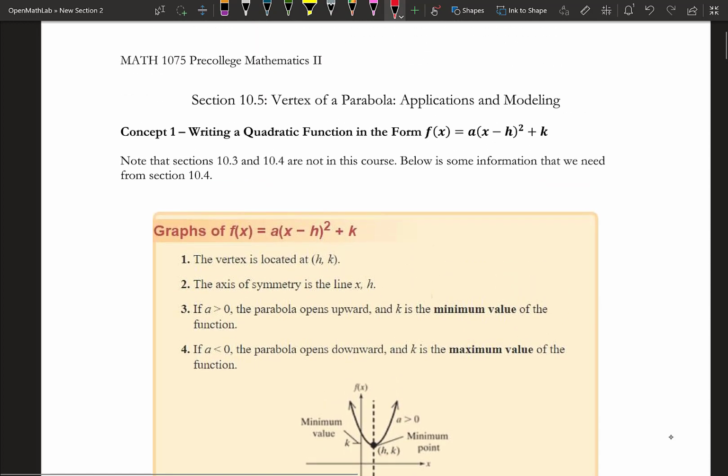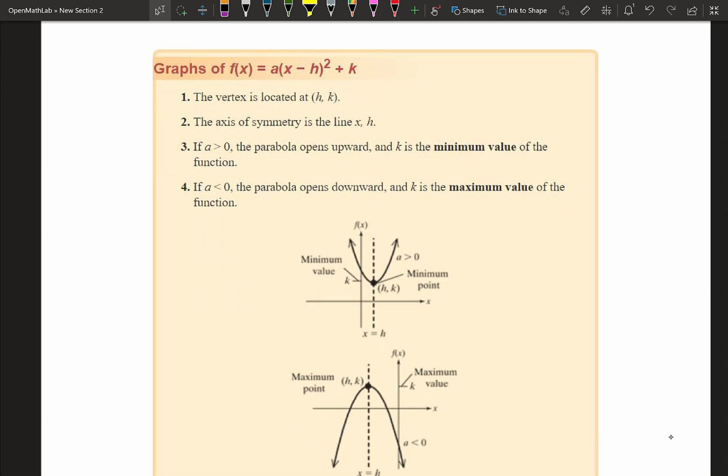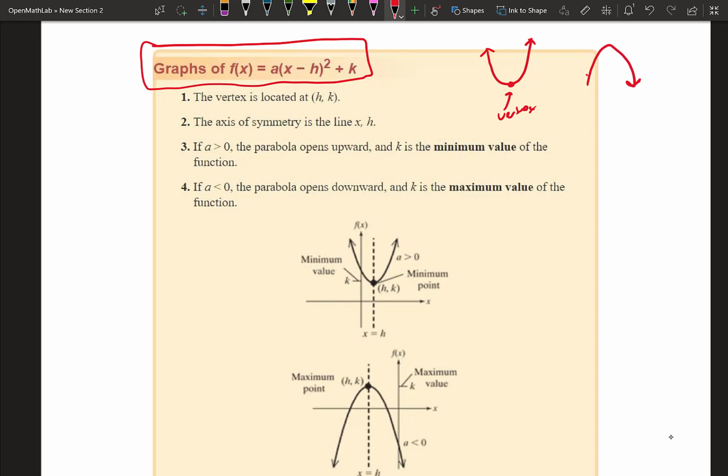So we're still focusing on quadratic functions. If I graph the function in this form, then this form is helpful because it tells me a lot of characteristics about the quadratic function. First of all, the vertex. A quadratic looks like a U. Remember that this point is called the vertex. We can have a U that opens up, or a U that opens down. The vertex is located at (h, k), so whatever these numbers are, we just plug those in.